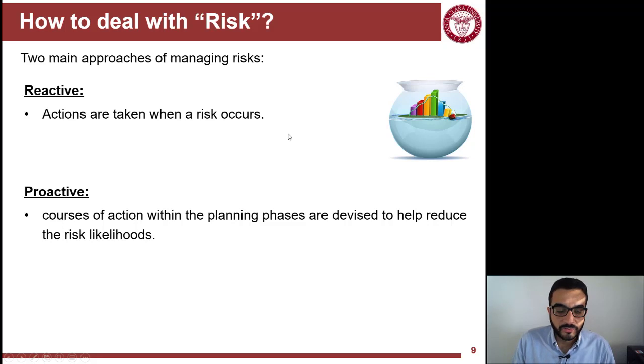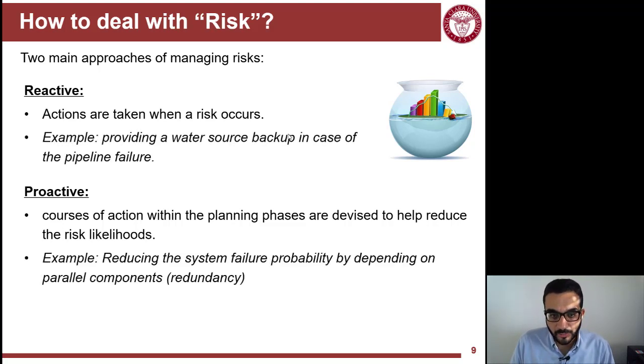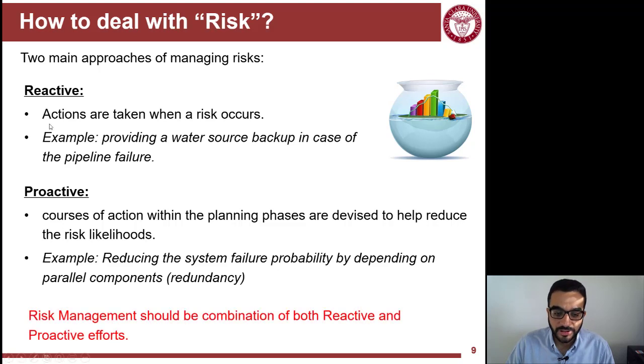If you are in the construction business, the way you deal with risk is how you react to the risk. Is it a reactive approach or a proactive approach? Reactive is you're taking actions when the risk happens, but proactive is you take actions before the risky events happen. So for example, in the water source example we've seen, a reactive approach is to provide a water source backup, but a proactive approach would be building two pipelines. So when one fails, the other one will be up, reducing the probability of failure in this case.